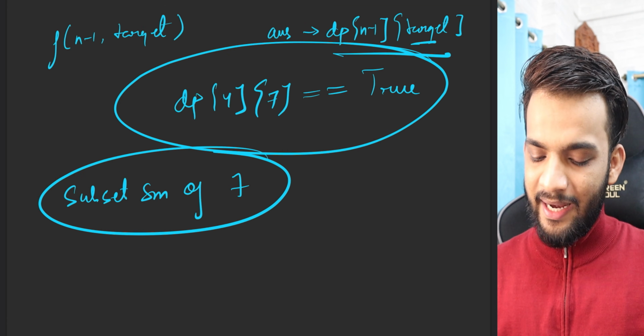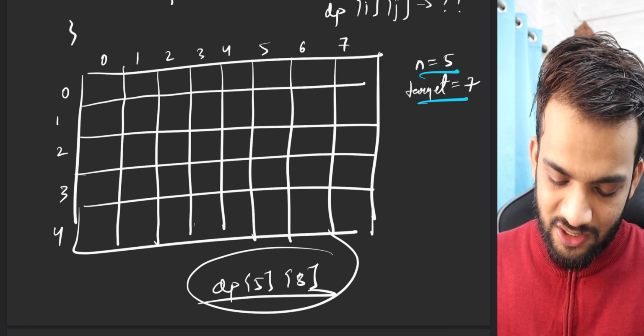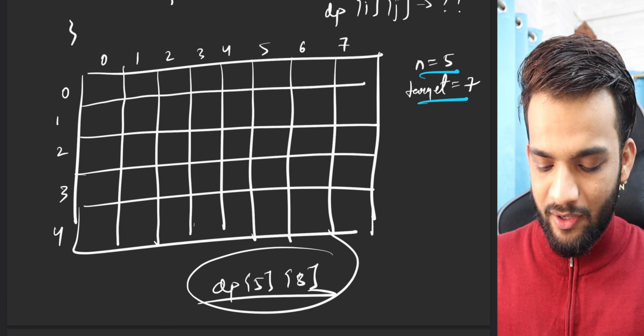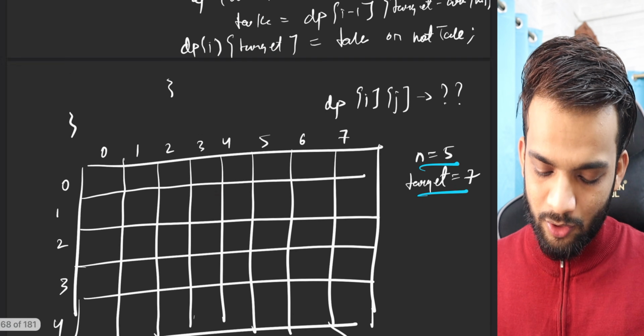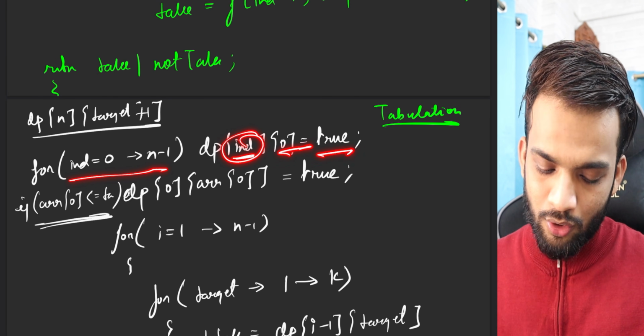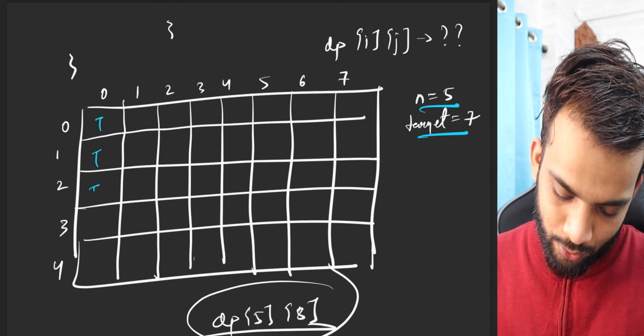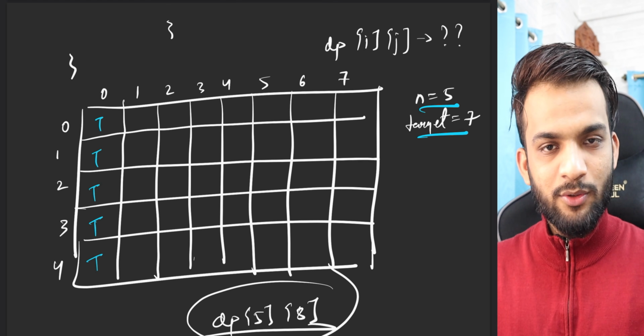So how is the dp array being filled in tabulation form? Firstly, all the base cases are filled. What are the base cases? Index equal to something and target true. So firstly, you are filling true, true, true, true, true. That is what you have filled.